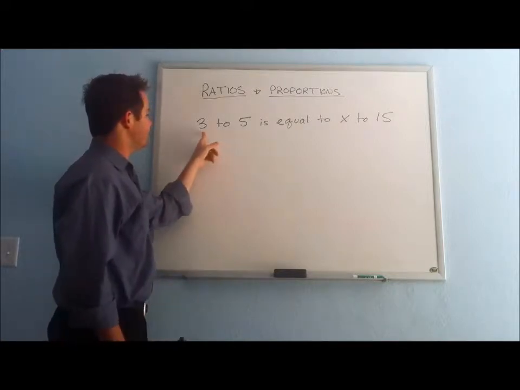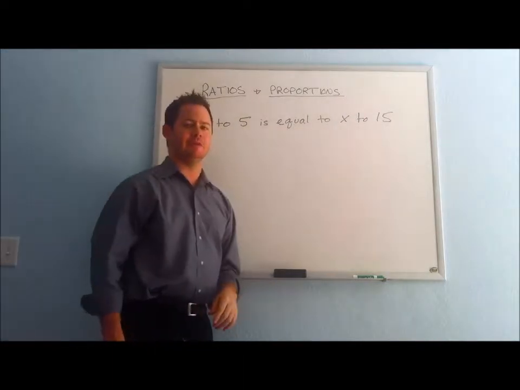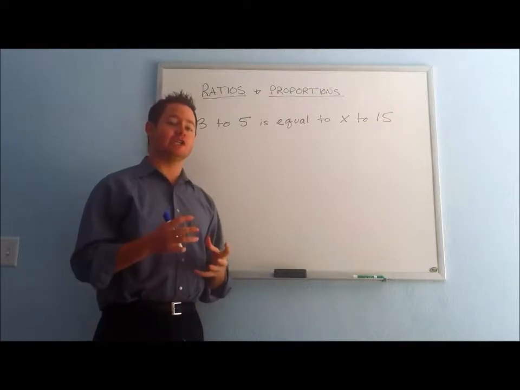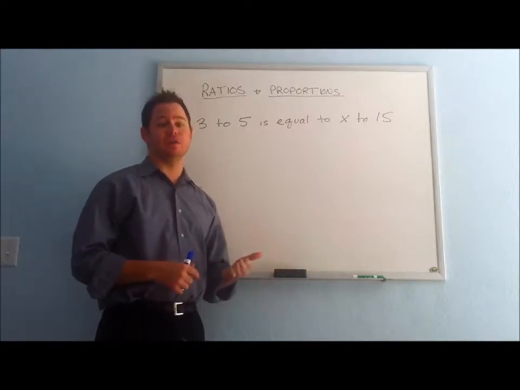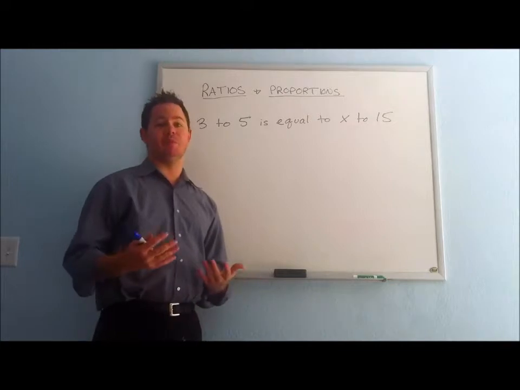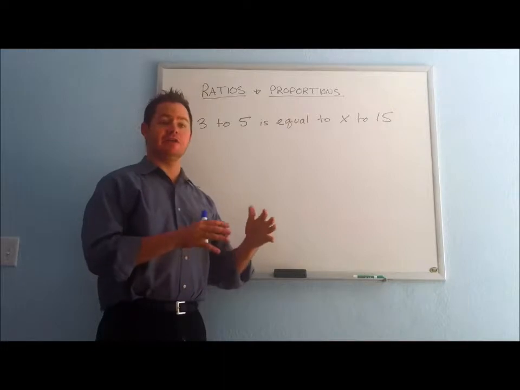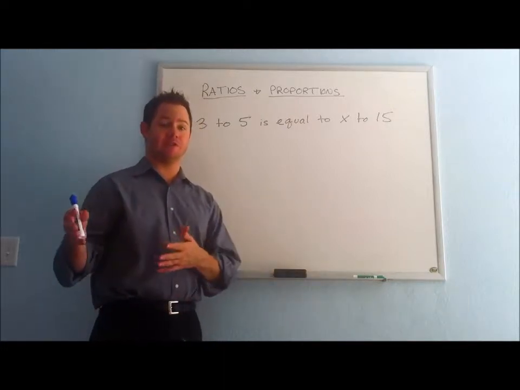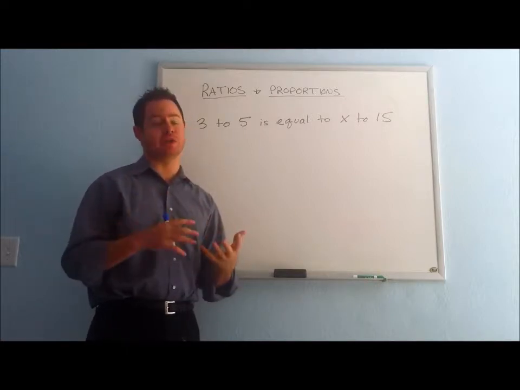In this case, it says 3 to 5 is equal to x to 15. Now, when we talk about ratios, a ratio is a relationship. You can think of it essentially as the most reduced form of a fraction that shows the amount of one thing compared to another. So, for example, in your class, if you have, let's say, 7 boys and 5 girls in the class, then the ratio of boys to girls in the class would be 7 to 5. So it's just showing a numerical relationship between two things.